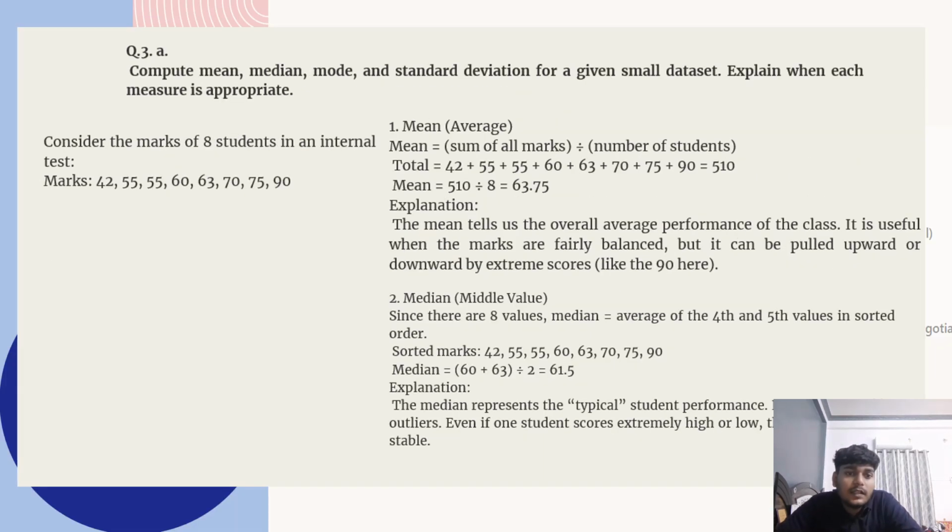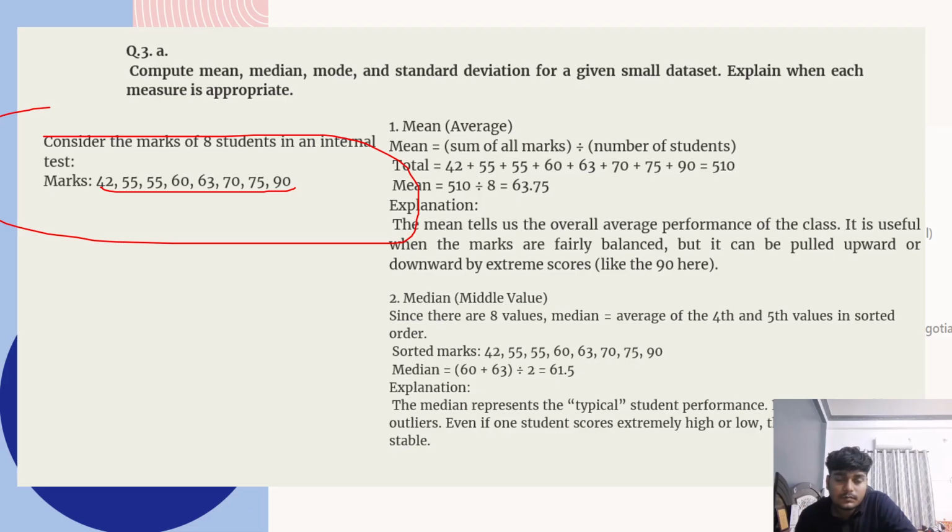Coming to question number 3a, compute mean, median, mode, and standard deviation for a given small dataset. Explain when each measure is appropriate. For the dataset, we'll take the marks of 8 students in an internal test. These are the marks. First, we'll calculate the mean. Mean is equal to the sum of all marks divided by the number of students.